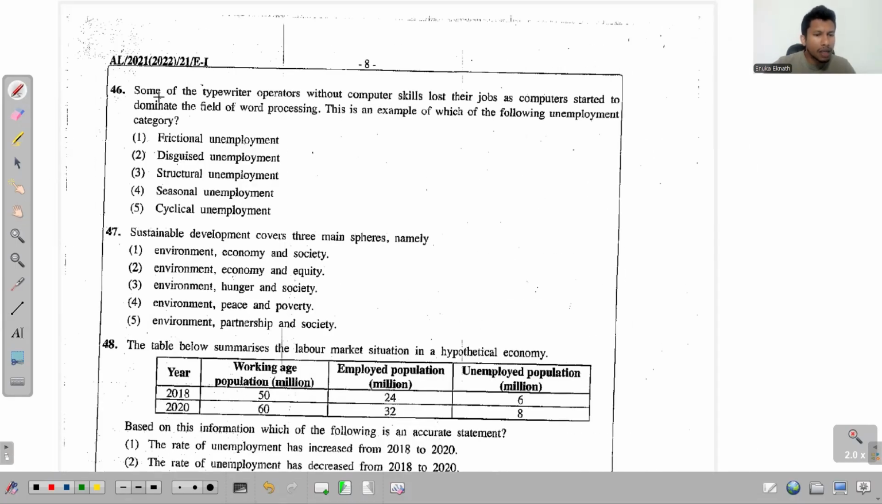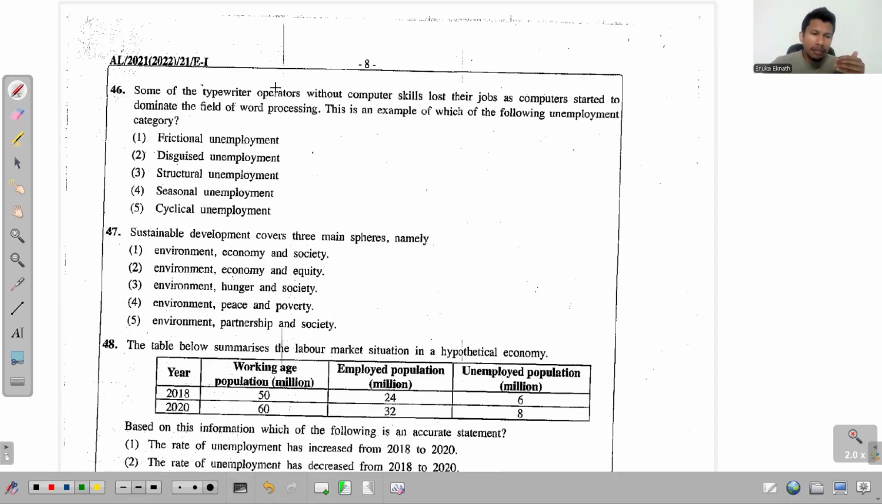It says some of the typewriter operators without computer skills lost their jobs as computers started to dominate the field of word processing. This is an example of which one of the following unemployment category? See that now. So the first question that you should ask from yourself is why this unemployment has arisen.